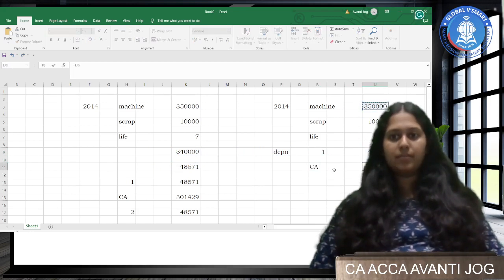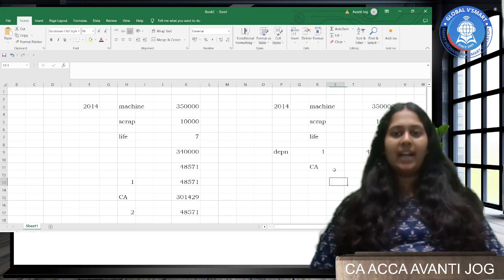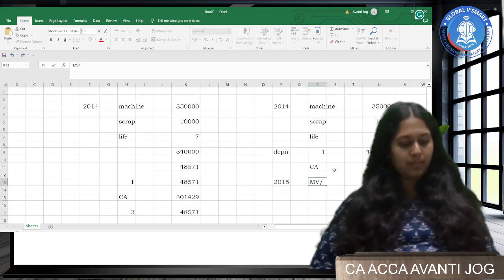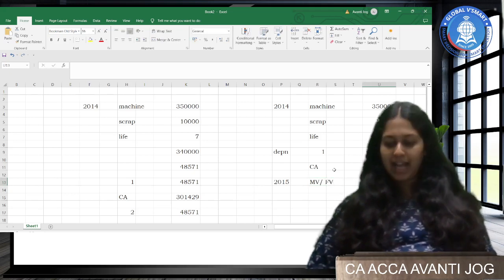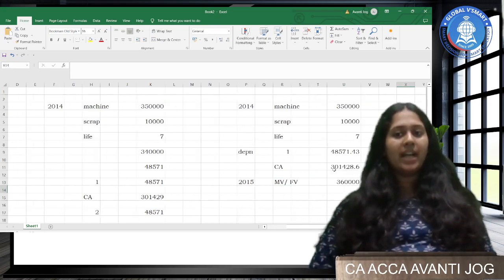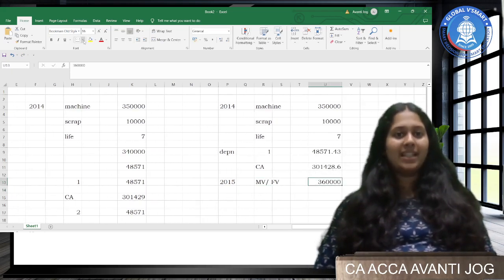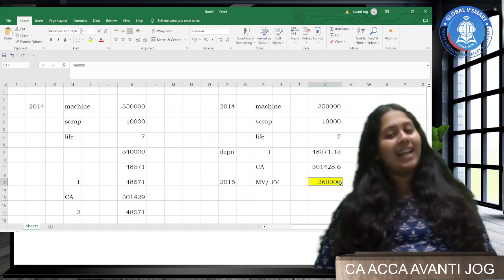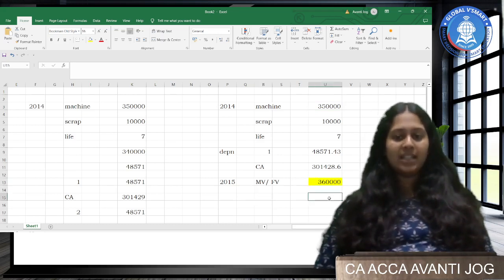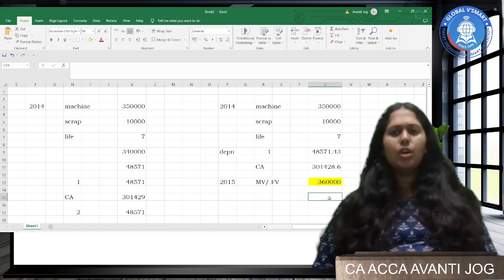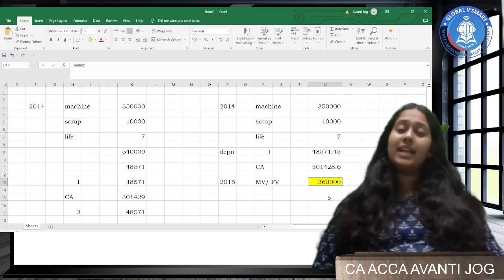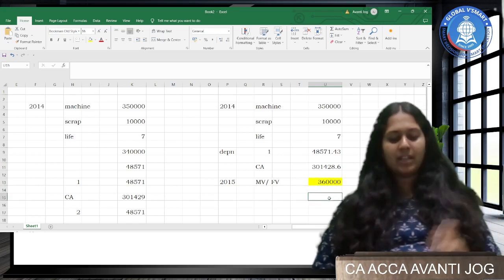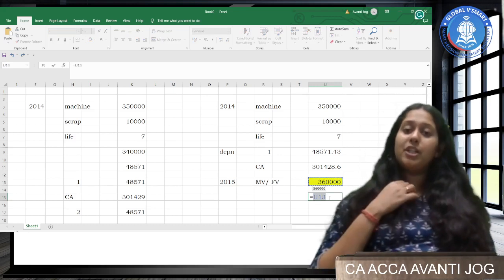Carrying amount is, right? Okay, at the end of year one, I realized that the market value, the fair value of this asset is actually 3,60,000, right? So what I do is I revise the value of this asset to 3,60,000. So now I'm not going to depreciate on 3,50,000. I'm going to depreciate on 3,60,000. Okay. So 3,60,000, again, I deduct. No need to deduct scrap value here.